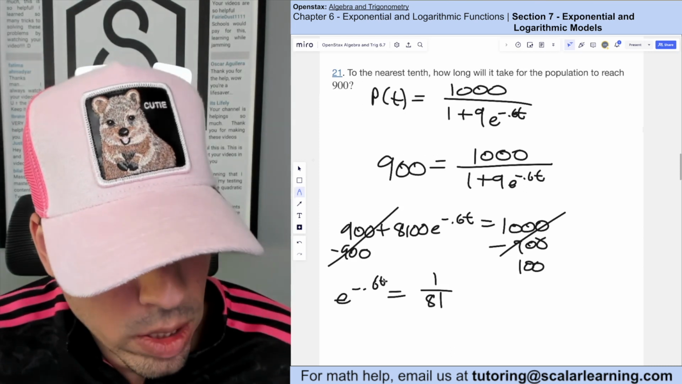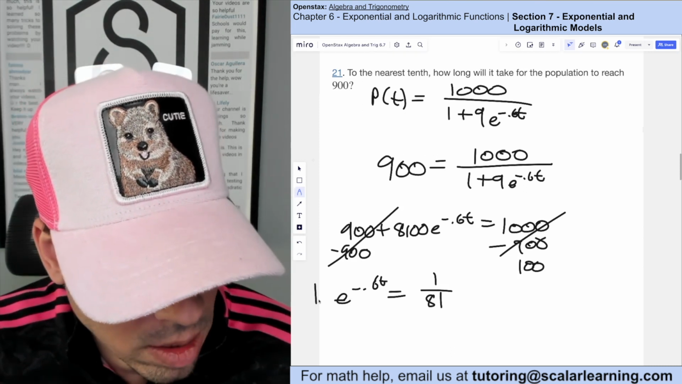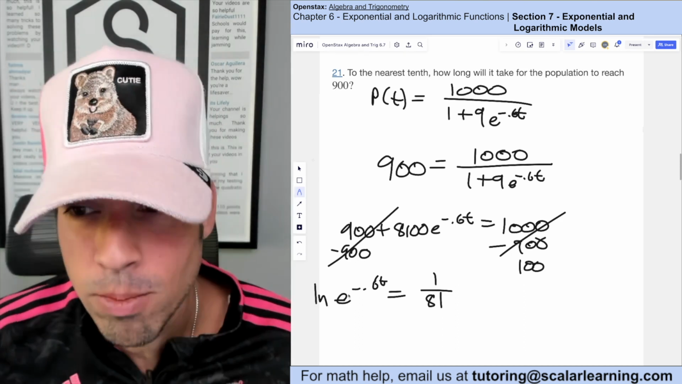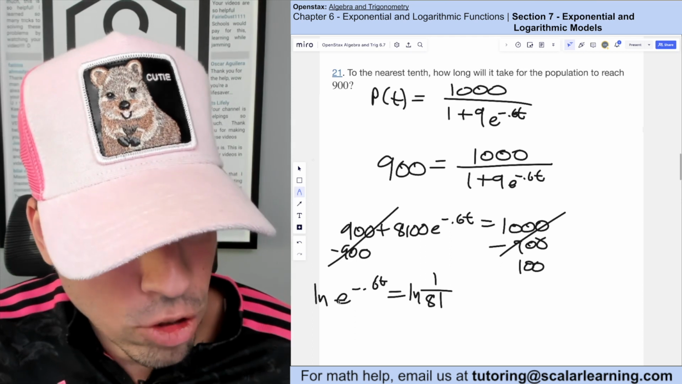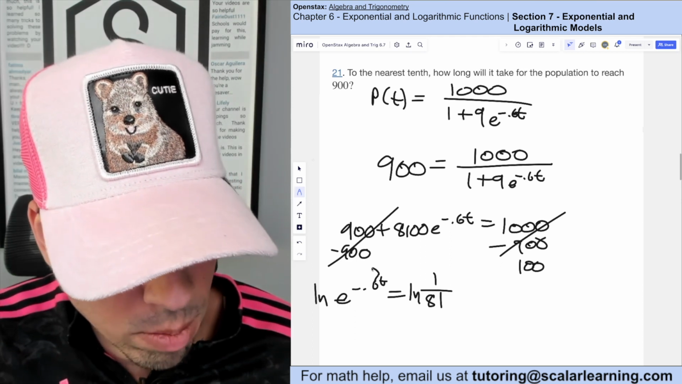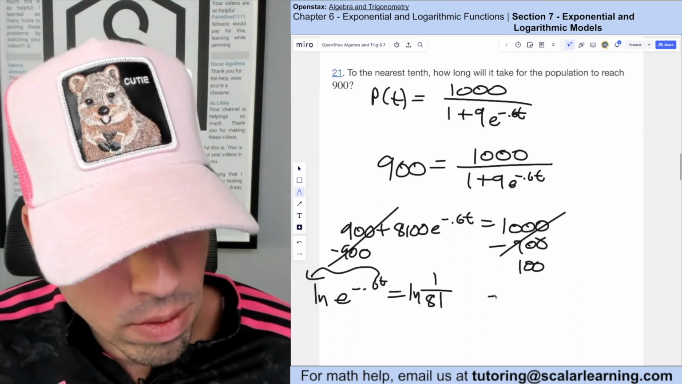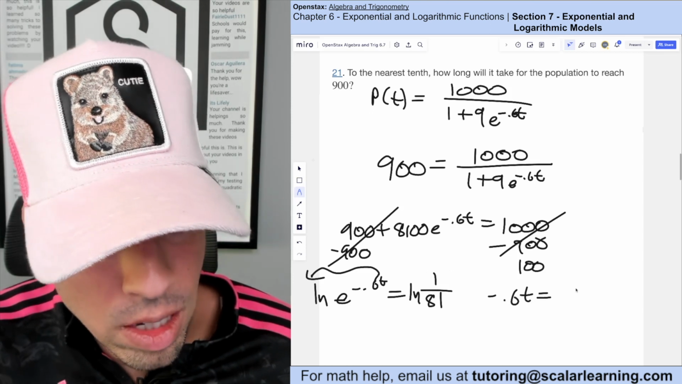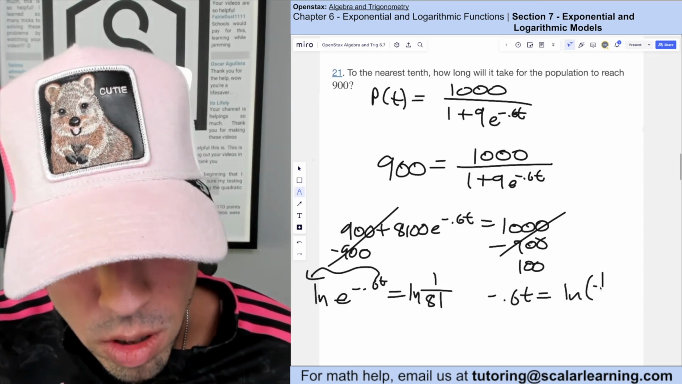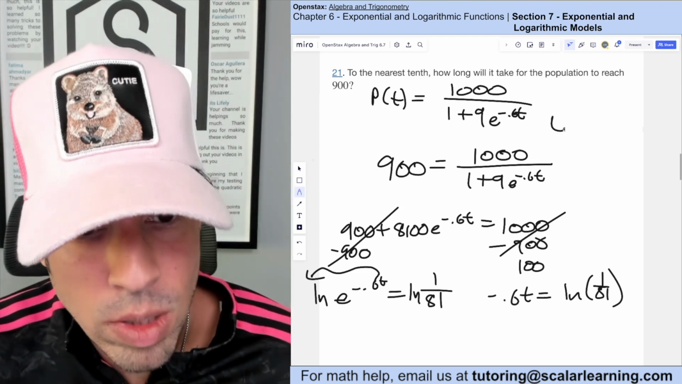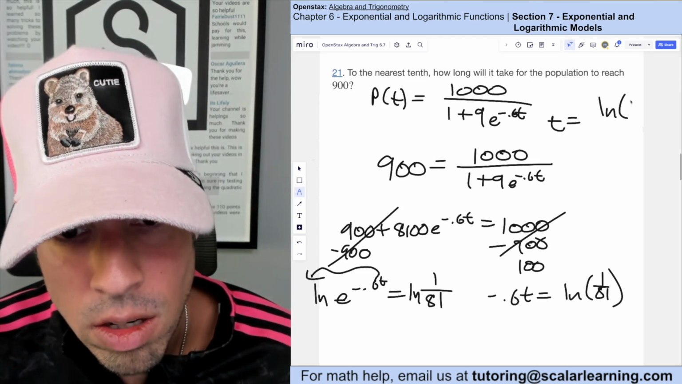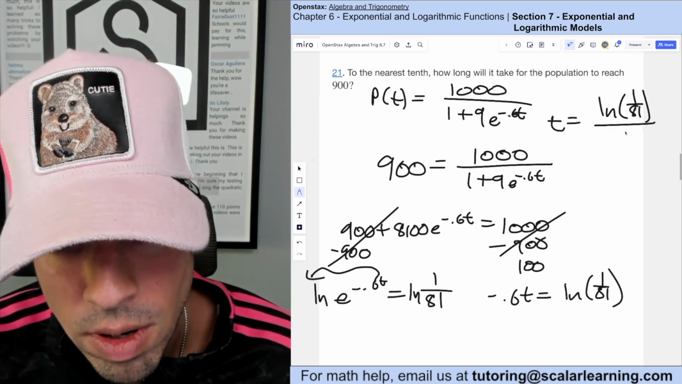Then we need to solve for this exponential variable. So I'm going to take the natural log. We need a logarithm, but I'm choosing natural log because we have an e here. So that's going to be nice because natural log of e is going to just be 1. And then we can bring this exponent down, and we have negative 0.6t equals ln of 1 over 81. Last step, we're going to divide both sides by negative 0.6. So we get t equals ln of 1 over 81 divided by negative 0.6.